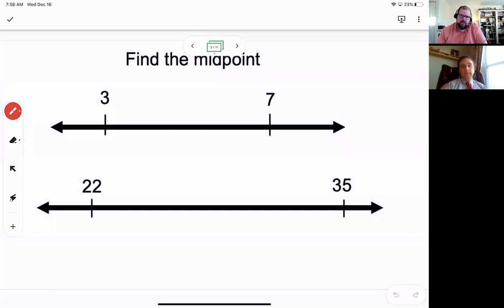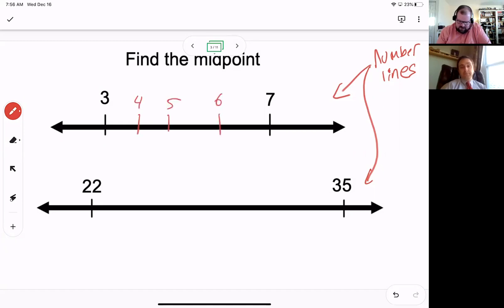Okay, so now we're trying to find the midpoint of things. I'm assuming that this is meant to be a number line. Yes. I just want to make sure it's not some kind of measuring of distance, because it's not always clear in diagrams. So now that we know where this is, would it make sense to put some points in the middle of these two? Sure. Maybe not for the bottom one, but for the top one. So we've got 4 and then 5 and then 6 and 7.